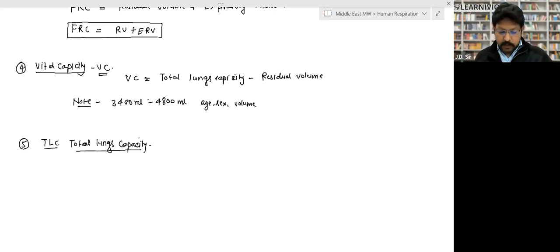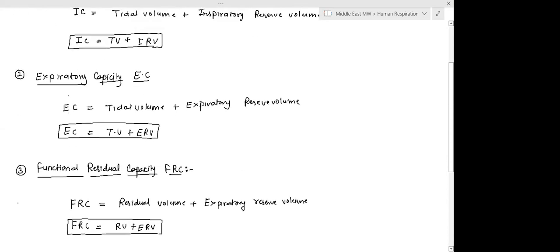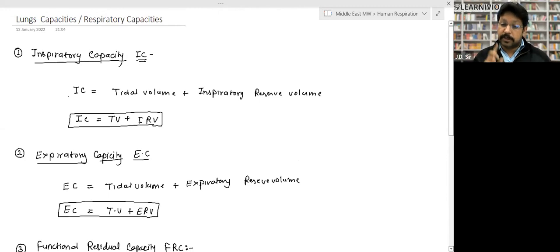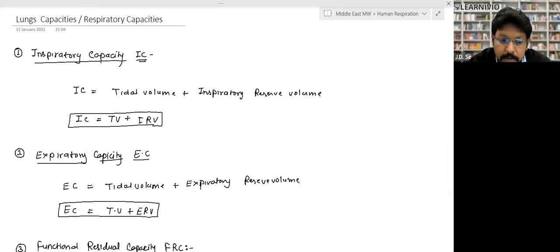Now, the next thing is that. Sir, in tidal volume, the 500 ml is the amount of inspiration or expiration that we do at once, right? Yes. And the 6000 ml and 1100 ml is the total.